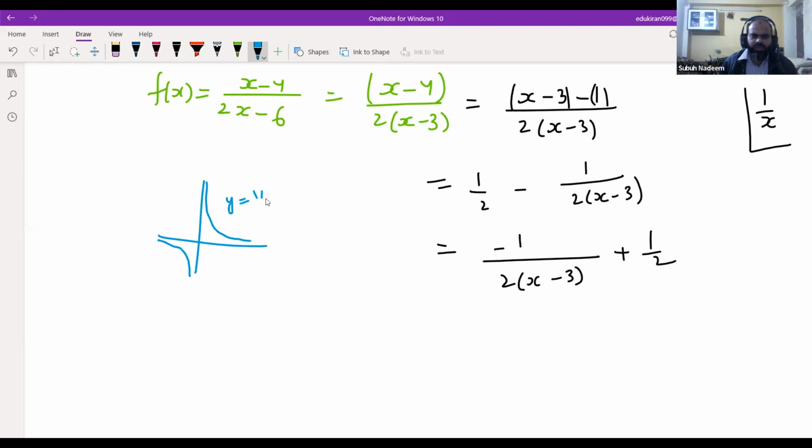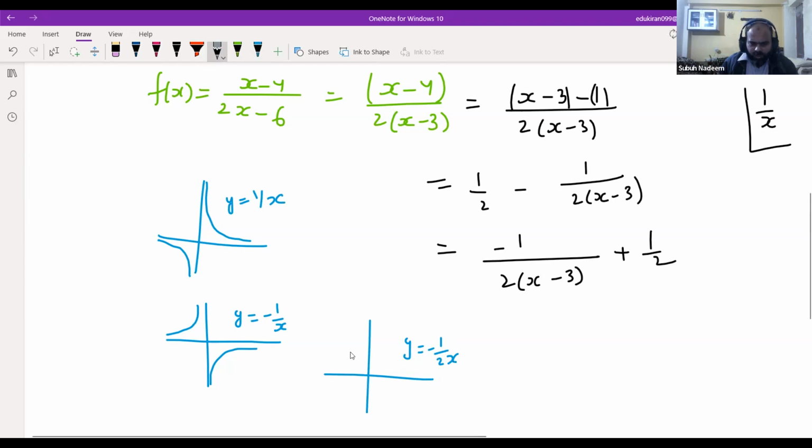Okay. Yeah. Minus 1 by x is the opposite. Minus 1 by x. Now, minus 1 by 2x will actually shrink 2 times along the y-axis. As such, you won't be able to distinguish, but you will just understand that this has got shrunk along the y-axis like this.